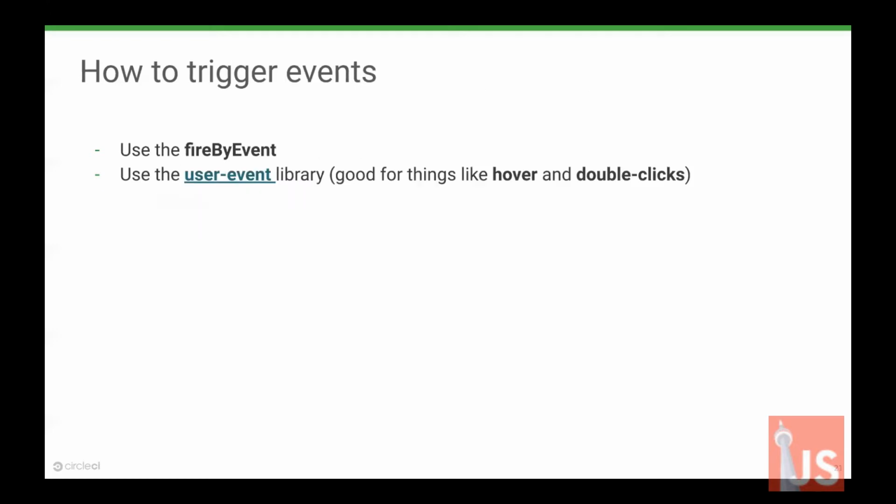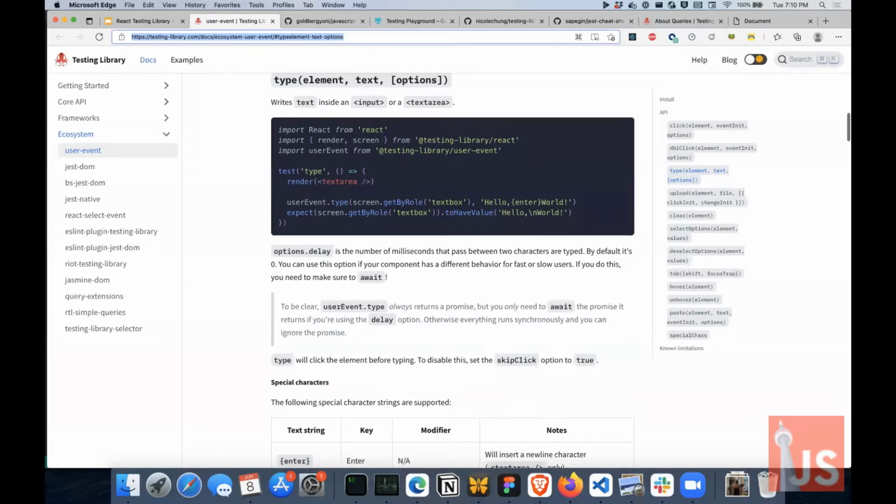How to trigger events. A lot of times when you're doing a front end test, you have to click on a button or type some text. For that, you can use fireEvent. There's also the user-event library, so I'm just going to link to it. That's really good because it lets you do certain things that are a little harder to do using just fireEvent, like double clicks and hovers, which are especially hard to do with fireEvent. So that's when you can use the user-event library.